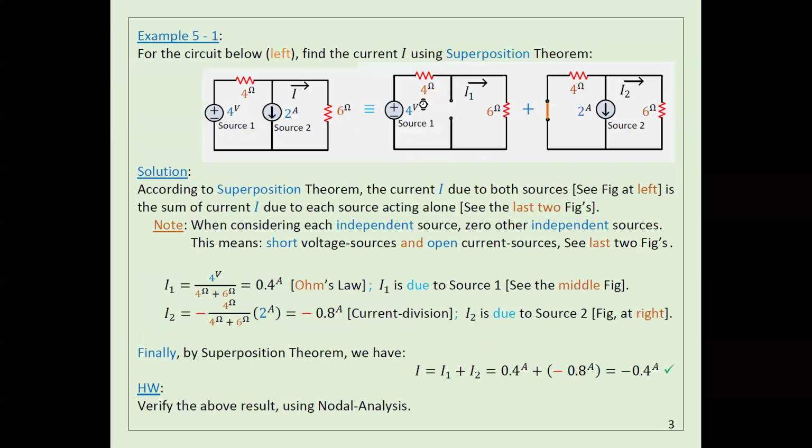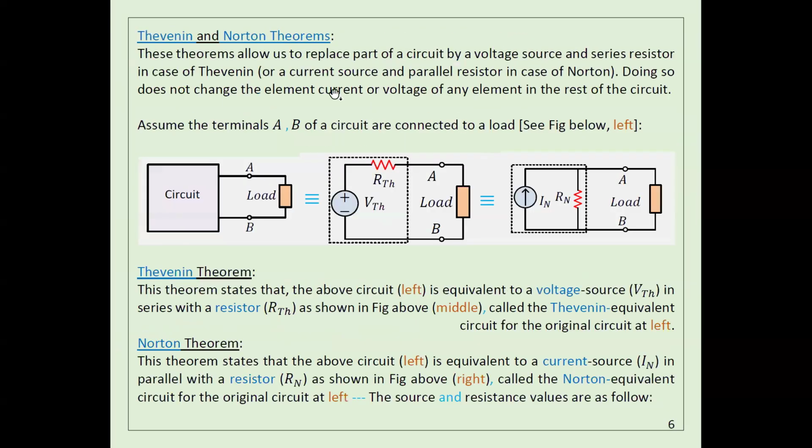Okay, so last time I started to explain Thevenin and Norton theorems. The idea of this theorem is, if you have a circuit like this one, I can simplify it, and this is the main thing here. I can simplify the circuit by calculating an equivalent circuit.